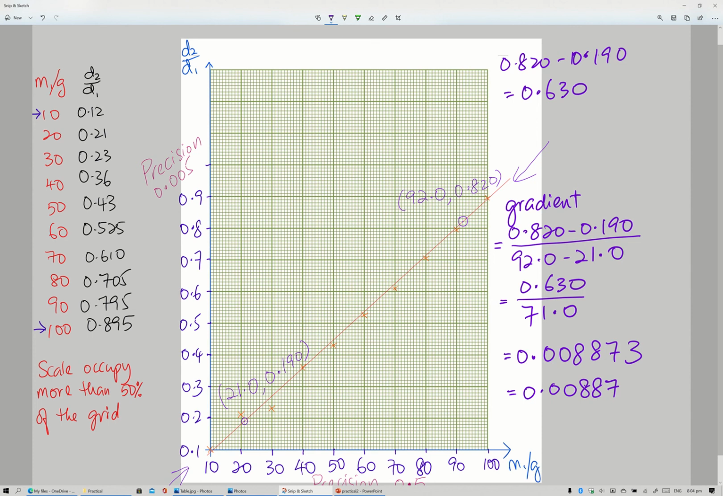For gradient, no unit. I know this no unit divided by grams should be over grams, right? But, well, mathematically, there shouldn't be any unit for gradient. So you leave it as it is, without unit.